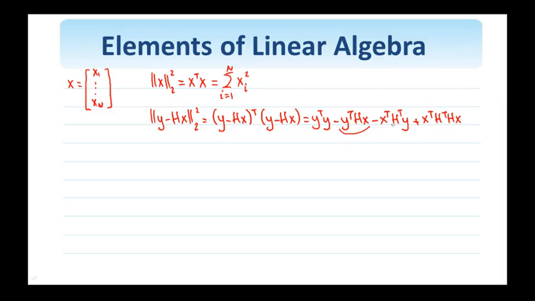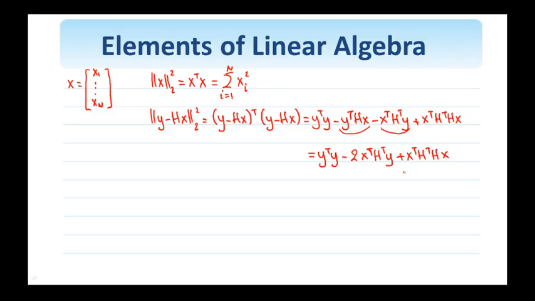Right? These are all scalars, these are inner products, and the one is the transpose of the other, therefore they're equal, and this becomes equal to y transpose y minus 2 x transpose H transpose y plus x transpose H transpose Hx.